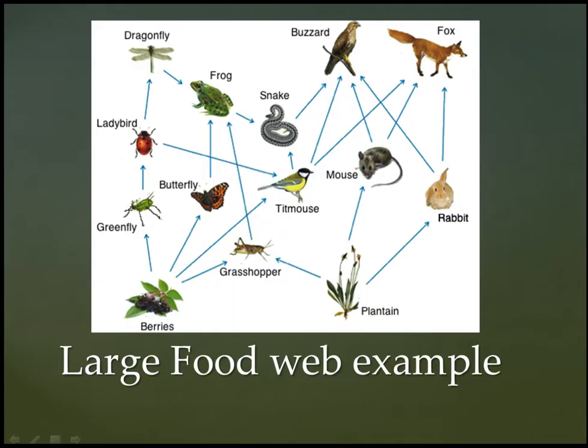Maybe your finished food web will look something like this. Check out all those different feeding relationships. There's always lots of choices of what to eat. So that's why we need a food web.